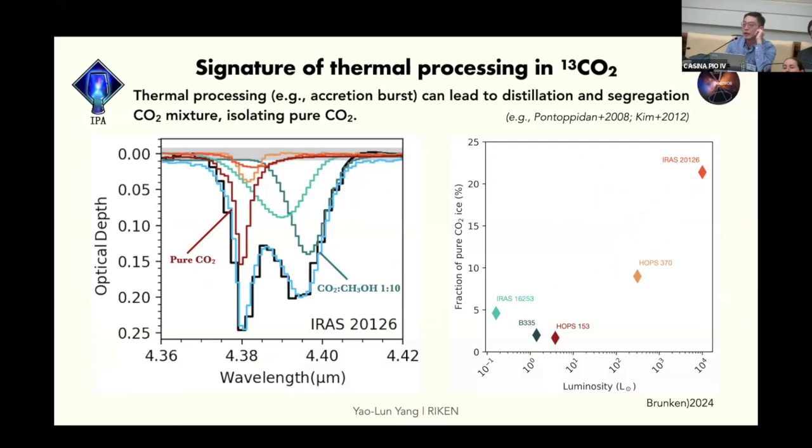And we can also see thermal processing features, particularly looking into pure CO2, not just normal CO2, but in the CO2 isotopolog, this is 13CO2. And Nashanty Brunken then did analysis for 5 protostars in the IPA programs, and it's consistent with the fact that the more pure CO2 we have, the more it correlates with luminosity. So this further supports pure CO2 as a tracer of thermal processing.